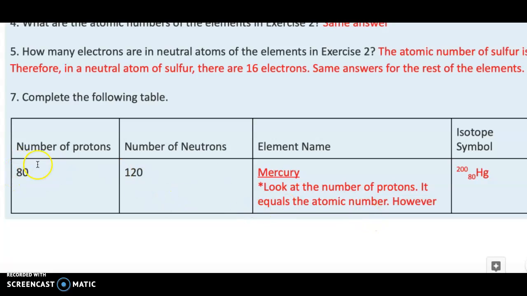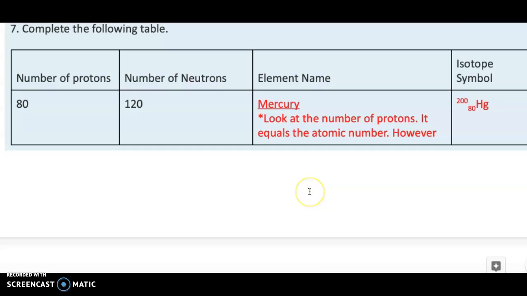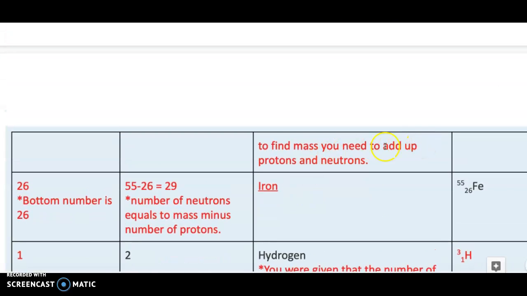So you know the number of protons and you look it up in your periodic table and you find out that this is Mercury. And then you add up these two numbers to find out that the mass of Mercury is 80 plus 120, which is going to be 200. And I explained to you over here what is the element name, and this is Mercury. You have to look at the number of protons, and since it equals the atomic number, and for mass, you'll add up the protons and neutrons.